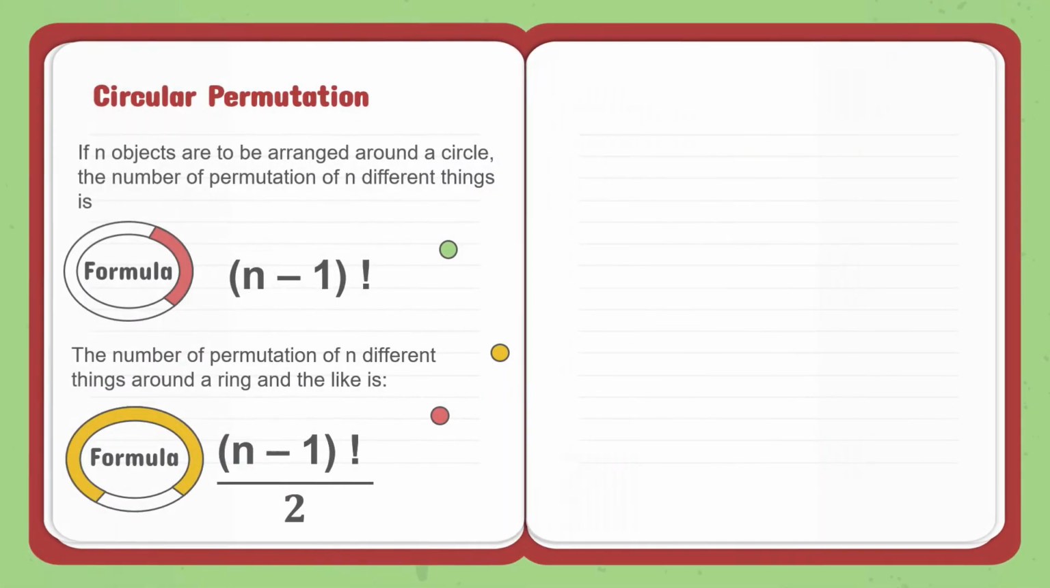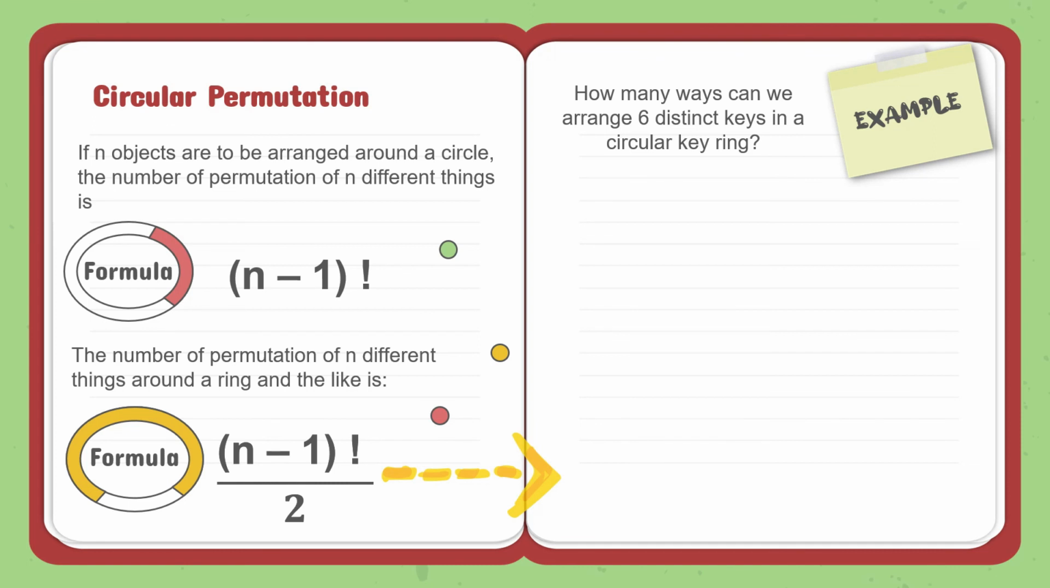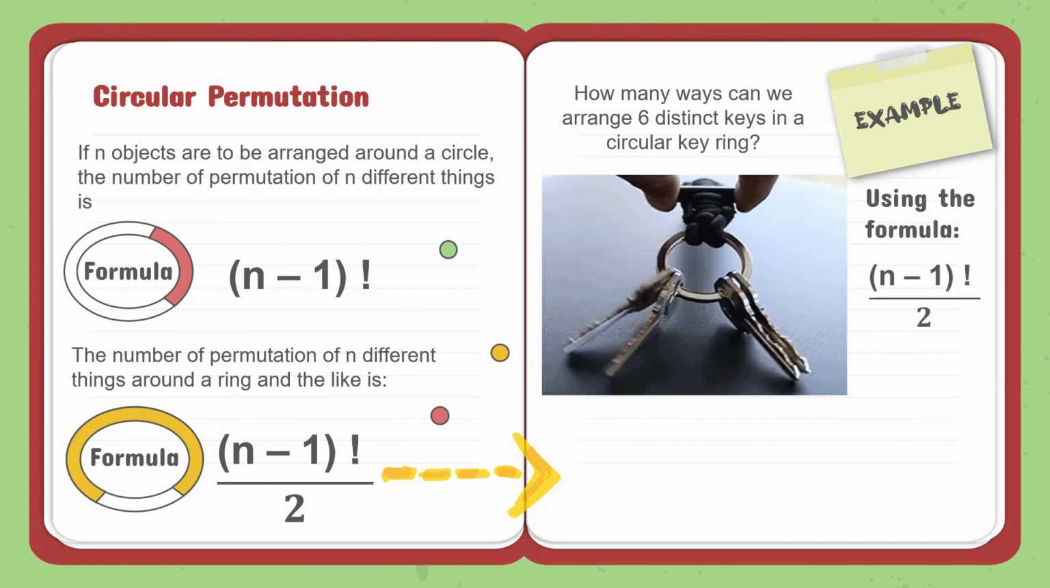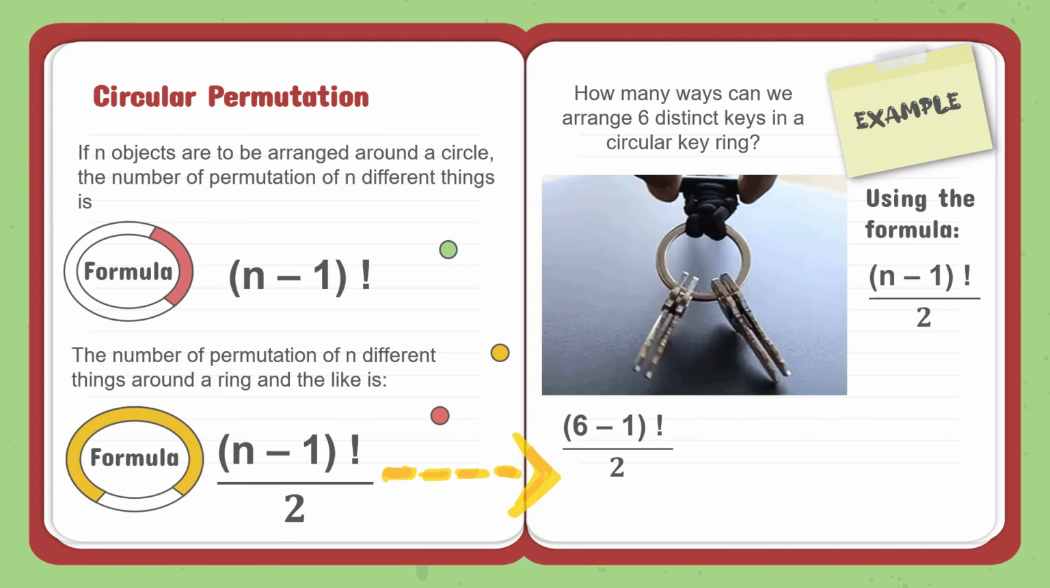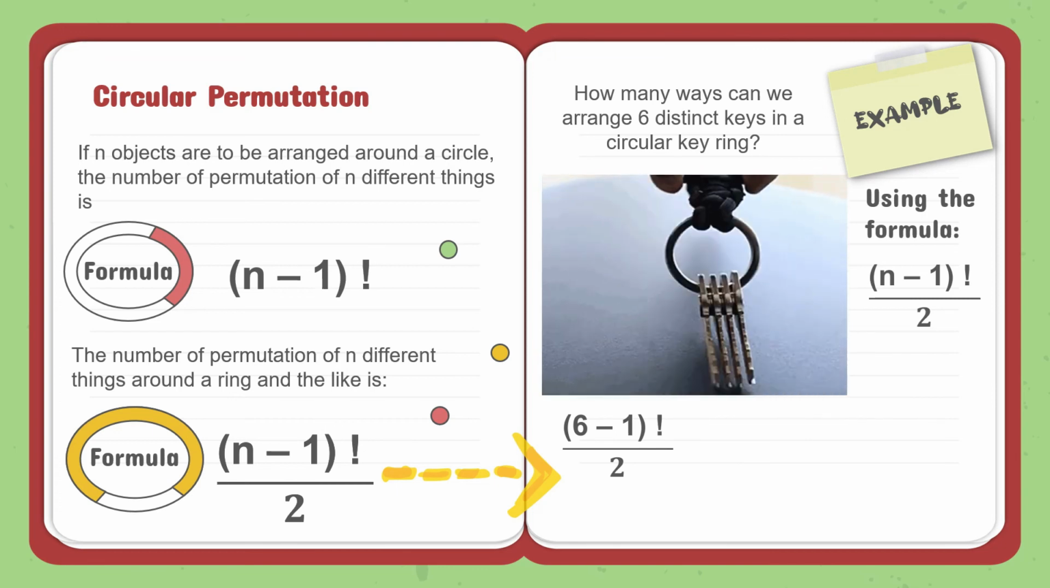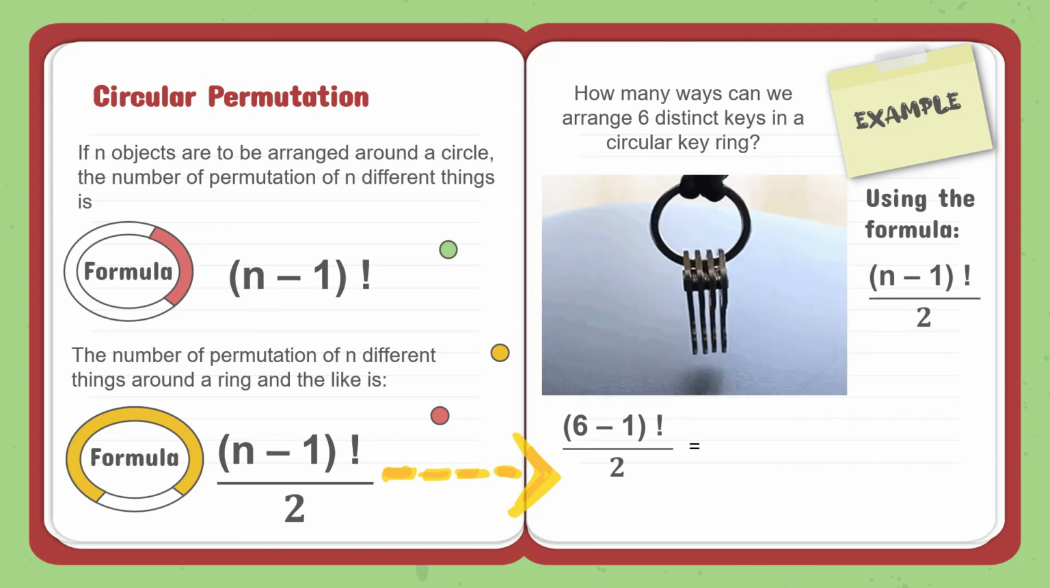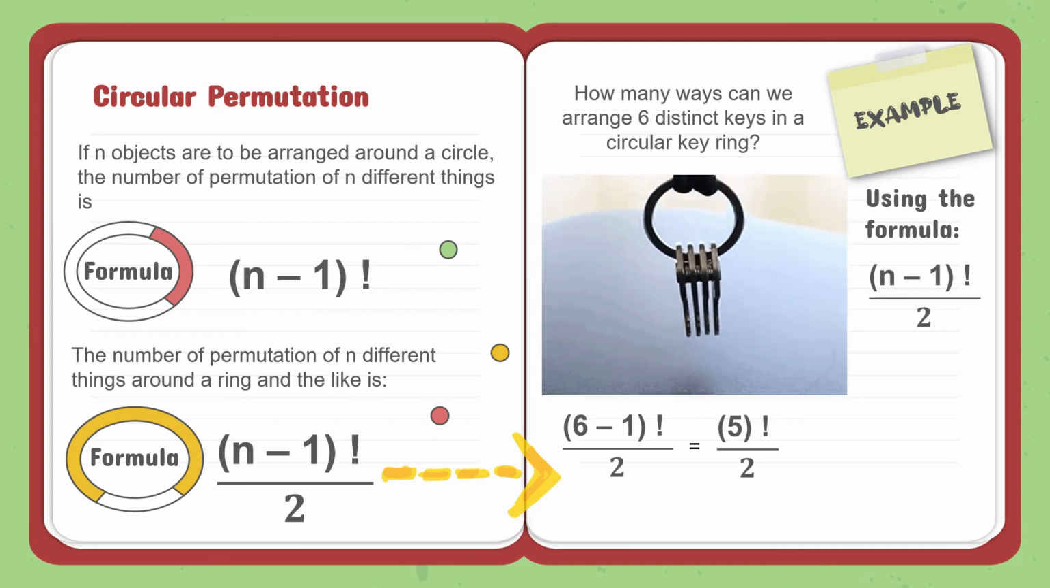Let's have the next example. How many ways can we arrange 6 distinct keys in a circular key ring? Using the formula n minus 1 factorial over 2, our n is 6, which represents the 6 distinct keys. We have 6 minus 1 factorial over 2. Solving this one would give us 5 factorial over 2, and that is equal to 60.